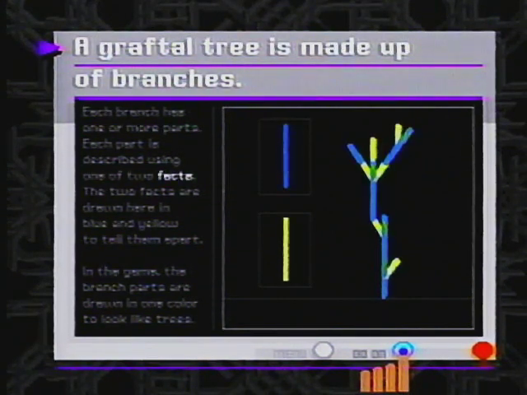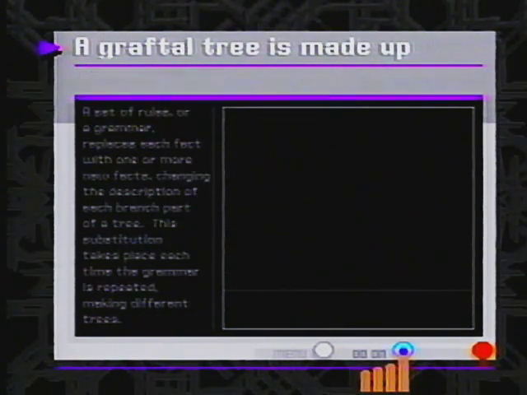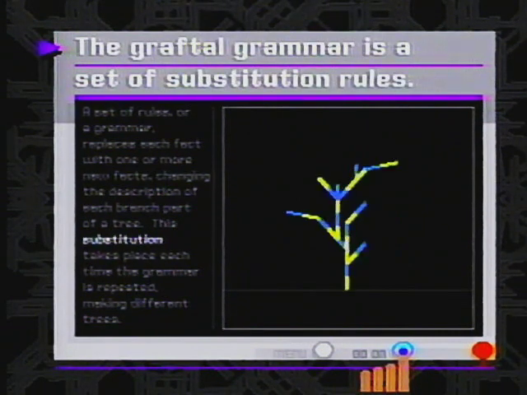A graphtal tree is made up of branches. Each branch has one or more parts. Those parts are described using 1 or 2 facts, shown here in blue and yellow. The graphtal grammar is a set of substitution rules. Each time the grammar is repeated, each fact is replaced with 1 or more new facts. The changes can be starting a new branch, adding to the branch length, or ending a branch.